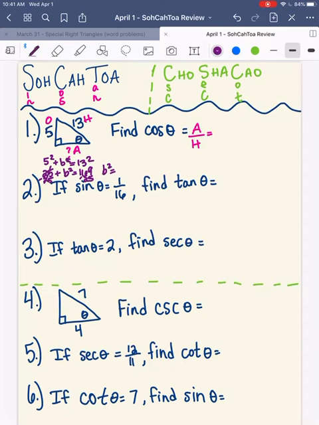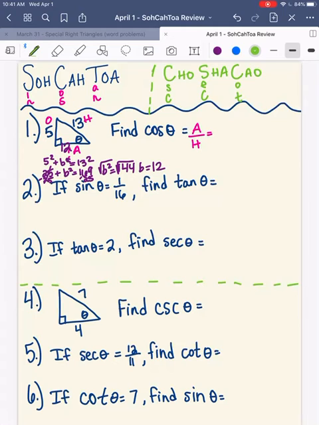So b squared equals 144. And then take the square root. Is that a perfect square? The answer is yes, thank goodness. Okay, so we just found this side, our adjacent side, to be 12.